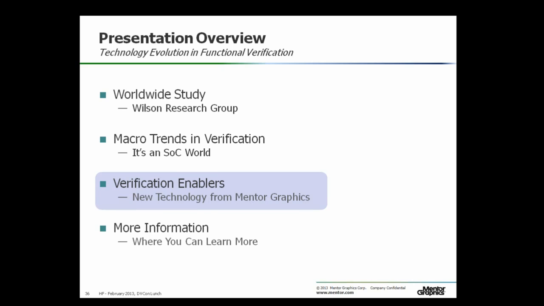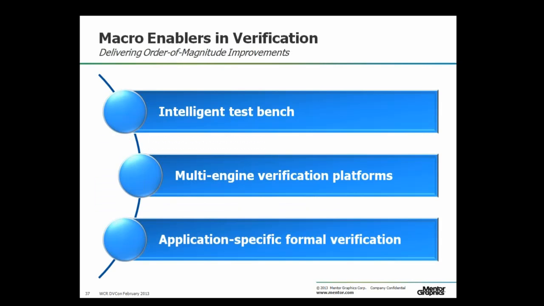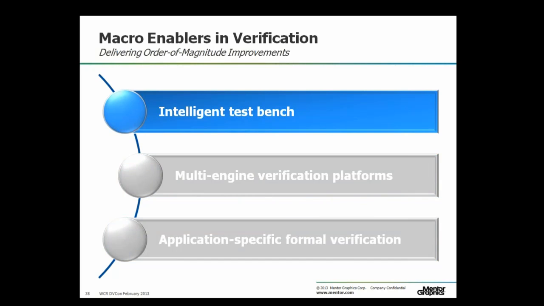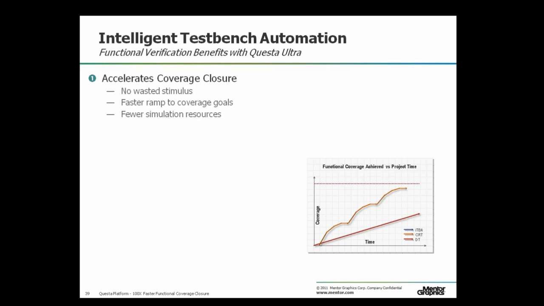So in terms of technology verification enablers, as I run down to my last 5 minutes, there are 3 things that today I'd like to give you a very broad brush: intelligent test bench automation, multi-engine verification platforms, and application-specific formal verification. The point was made earlier today about whether graph-based testing is directed testing, and it is not directed testing.